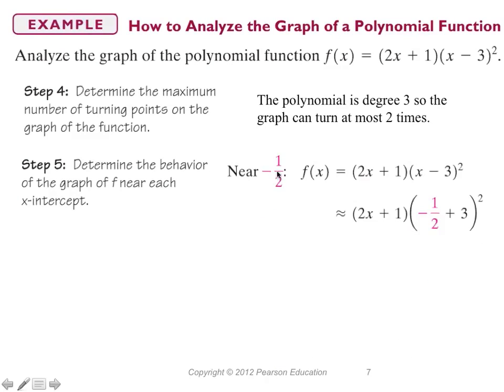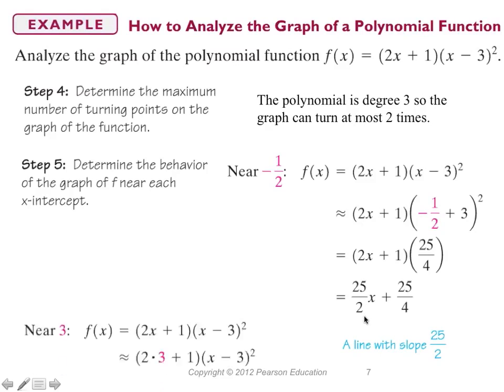So if you look near negative 1/2, we know that's one of our zeros. What we do is we take negative 1/2 and we plug it in to the factors that did not make that 0. So we can't plug it in here to the 2x plus 1 because it's just going to make it 0. So we leave this piece intact, and then we plug negative 1/2 in for the other x values. And then if you multiply this through and simplify, you get 25 over 2x plus 25 over 4. We know that that's just a line that has a slope of 25 over 2.